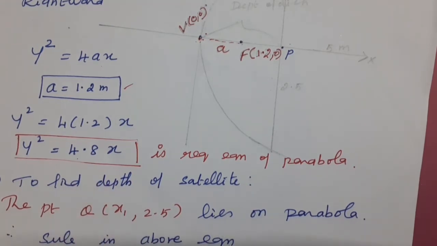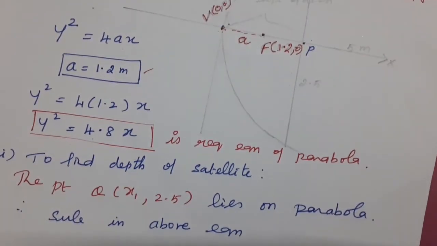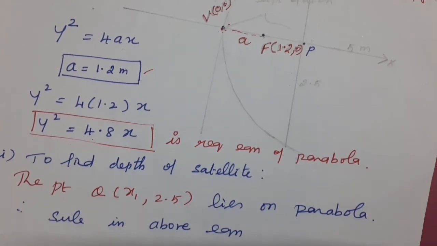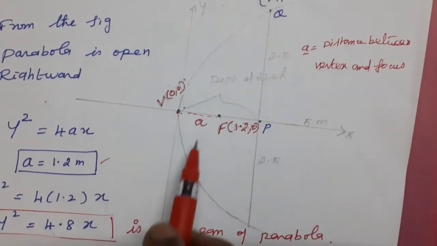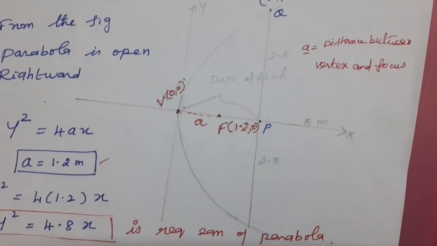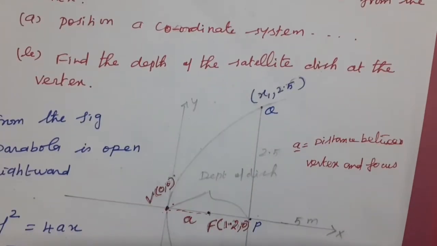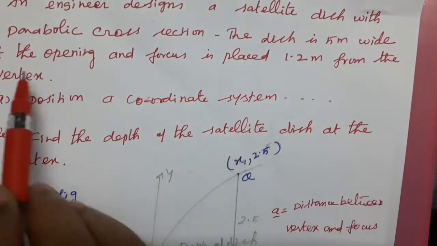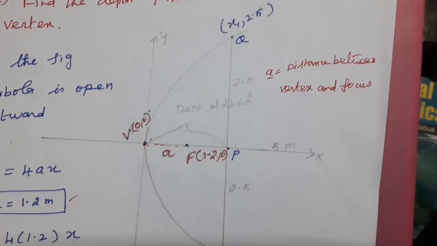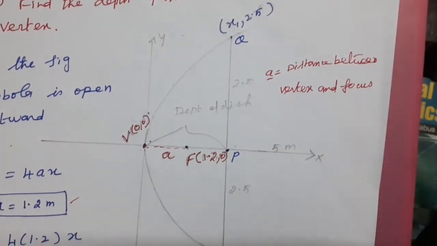What is the second question asking? Find the depth of the satellite dish. The parabola is in the shape of the satellite dish. Now we join it. What is the position here? This is 2.5, because the question itself says the dish is 5 meter wide at the opening. Therefore, the opening is 5 meter.